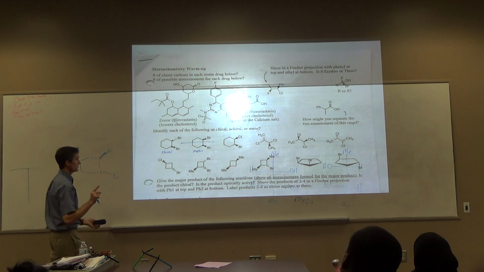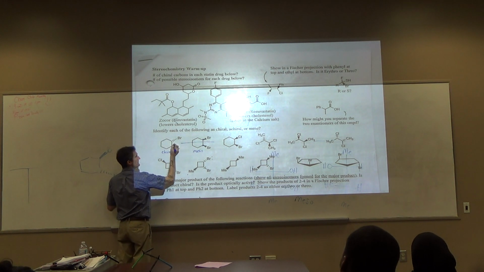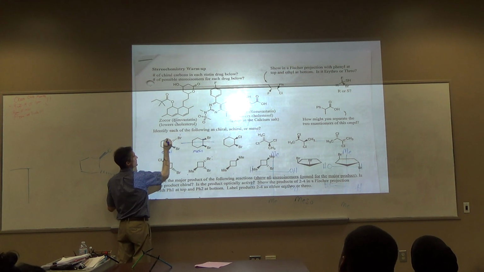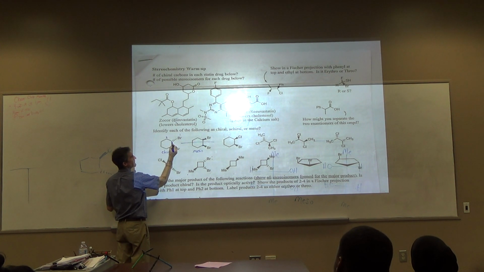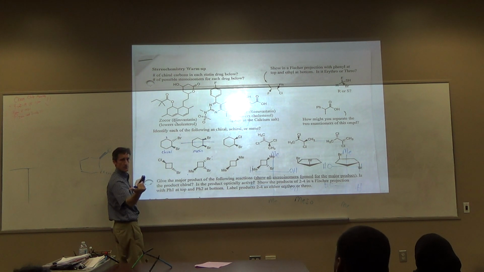Let's do R and S real quick. Okay? Top is an RS. Bromine's 1. Carbon with bromine will be 2. Carbon with no bromine will be 3. And then what's the fourth group? H, and it's coming forward. 1, 2, 3 is clockwise, but the low priority group is coming forward.